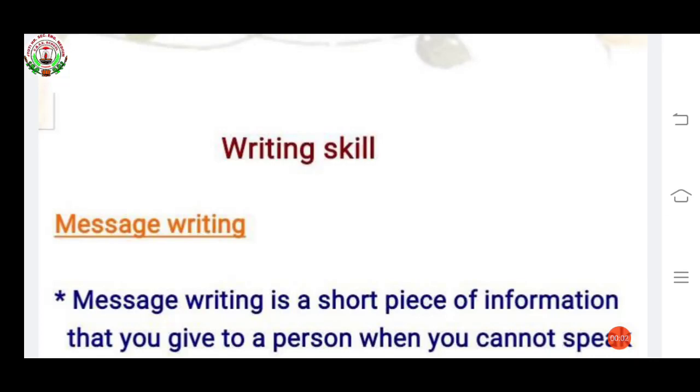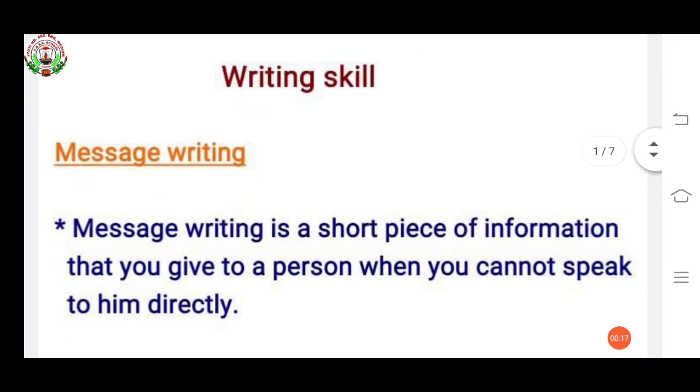Good morning, children. Today I am going to talk about an important part of your syllabus, that is writing skill, in which I will talk about message writing. I will also explain its rules and format with examples. So, first of all, you should know what is message writing.